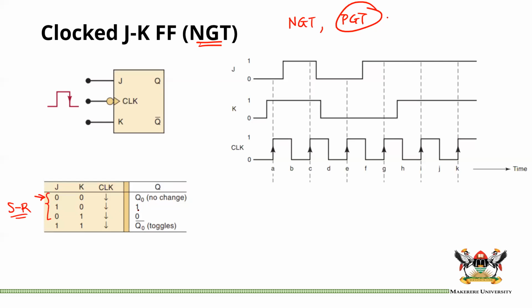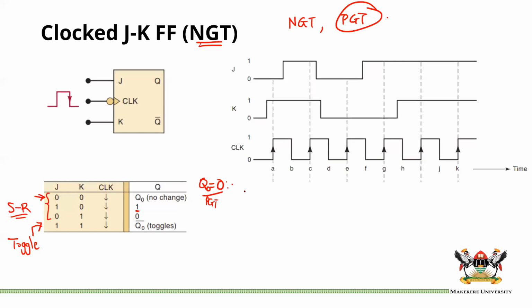That means you're trying to make Q 1. When you have a 0 and a 1, you're resetting. The difference between the JK and the SR is that in this instance, you toggle. In the SR, it's invalid, it's ambiguous. You don't know what will happen. Here, you know what will happen, which is the toggle, which means that if you had a 1, you go to 0. So let us assume here that Q naught is a 0. Let's start with 0 since somebody asked a question about this. So we are going to do PGT first.